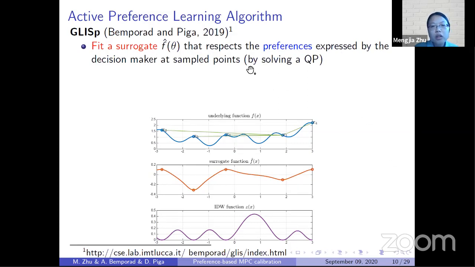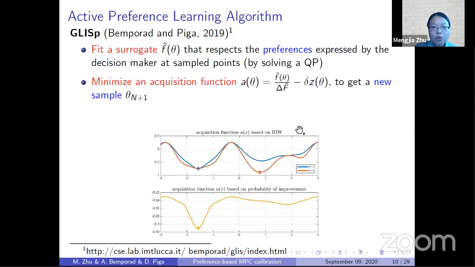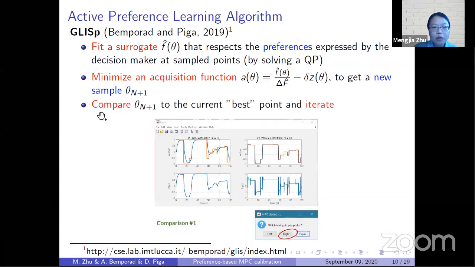So first, we fit a surrogate function that respects the preferences expressed by the decision maker at the sampled points. Then we minimize an acquisition function to get a new sample theta n plus 1 by trading off exploration and exploitation. Lastly, we compare the performance of theta n plus 1 to the current best point and then iterate.